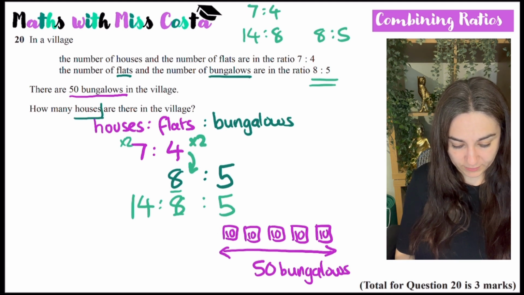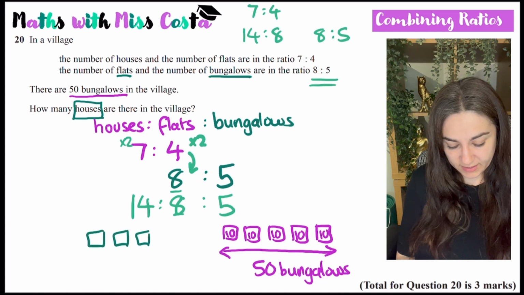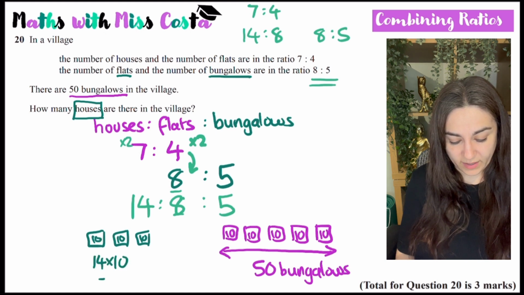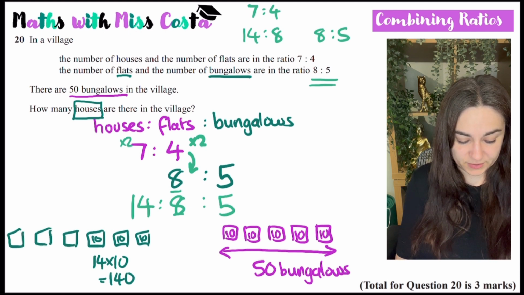Over here for your houses, you need to figure out how many houses there are in the village. So I know that there are 14 parts in total. And if each of them is worth 10, what I need to do is just do 14 times 10, which is 140. I could draw it out, but it will just take a little while.